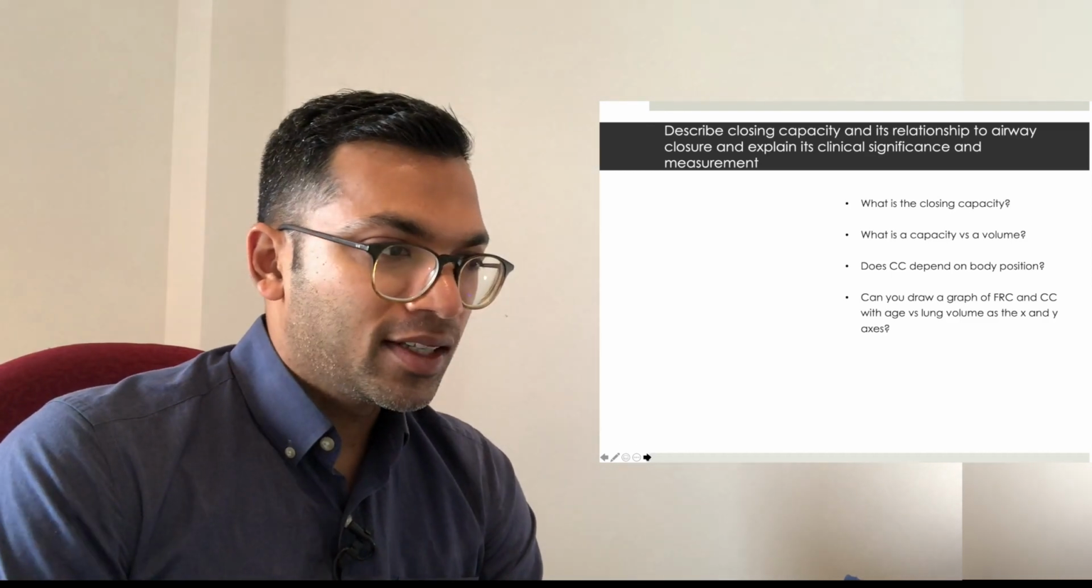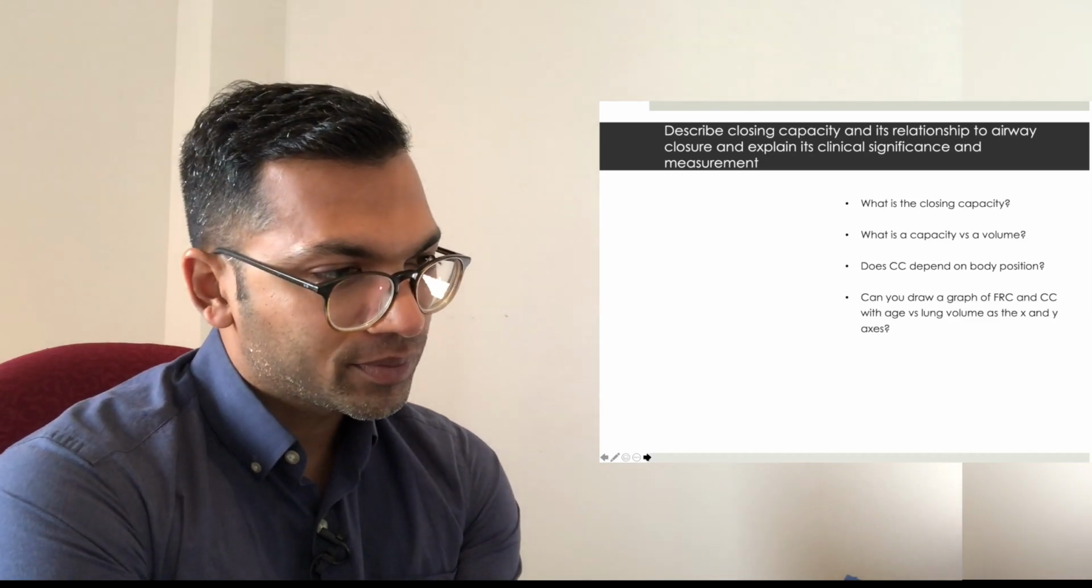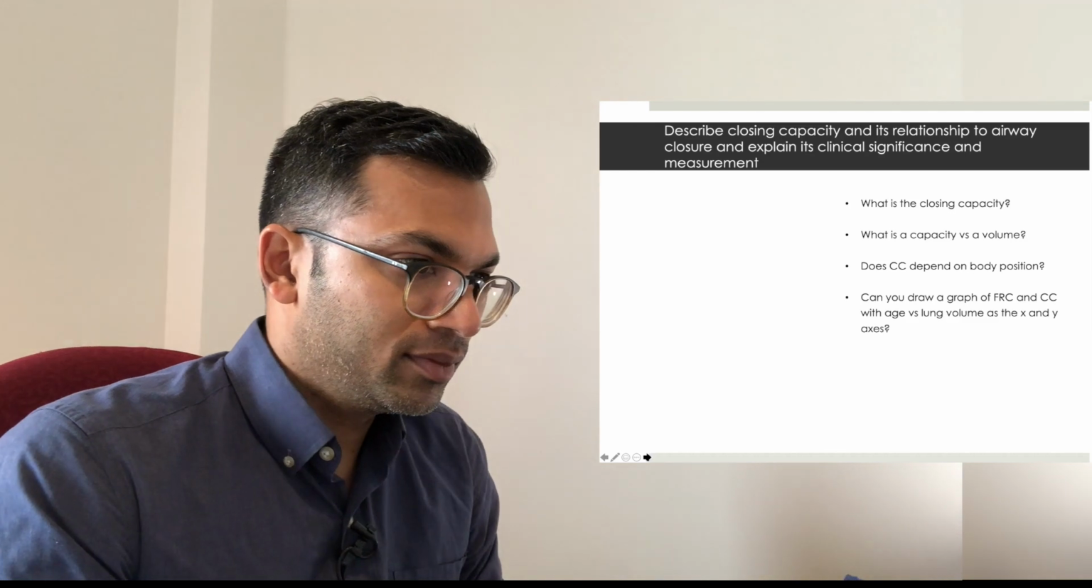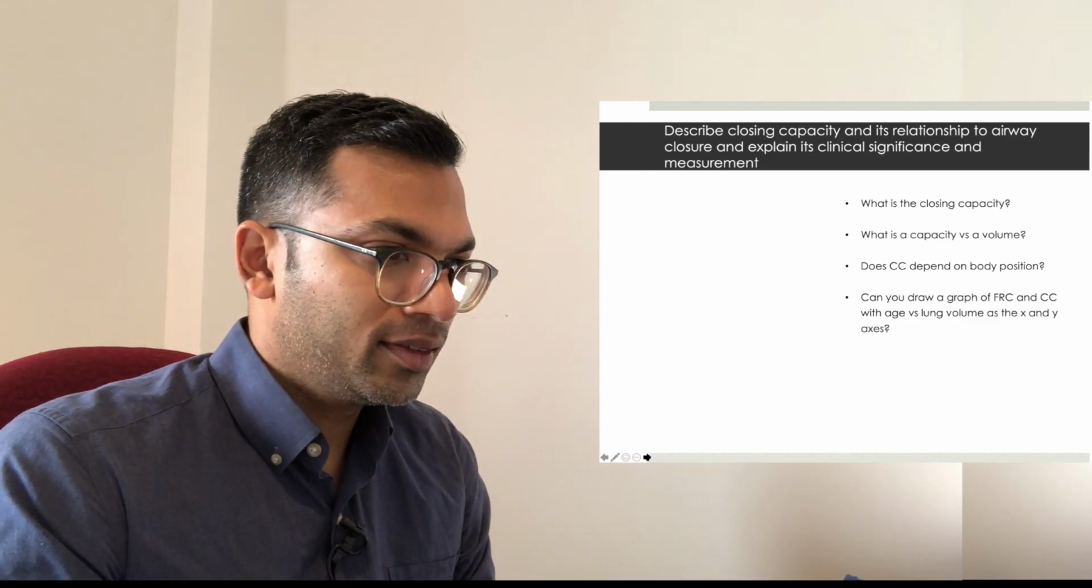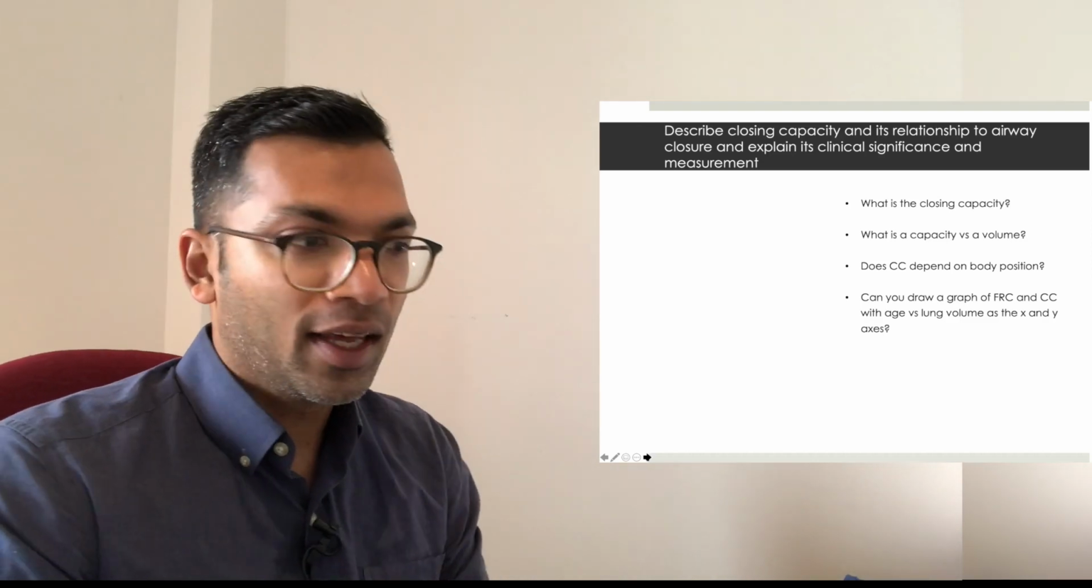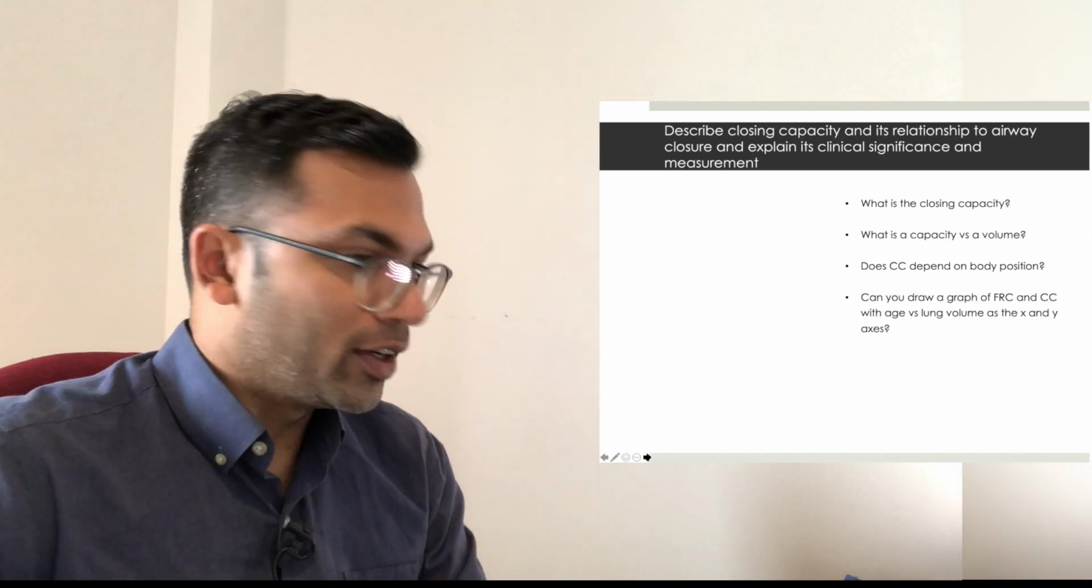Does closing capacity depend on body position? So my understanding is that closing capacity does not depend on position, but your FRC can change with position, and therefore the ratio of the two can become clinically significant. Absolutely. And what's that graph that we always see drawn?